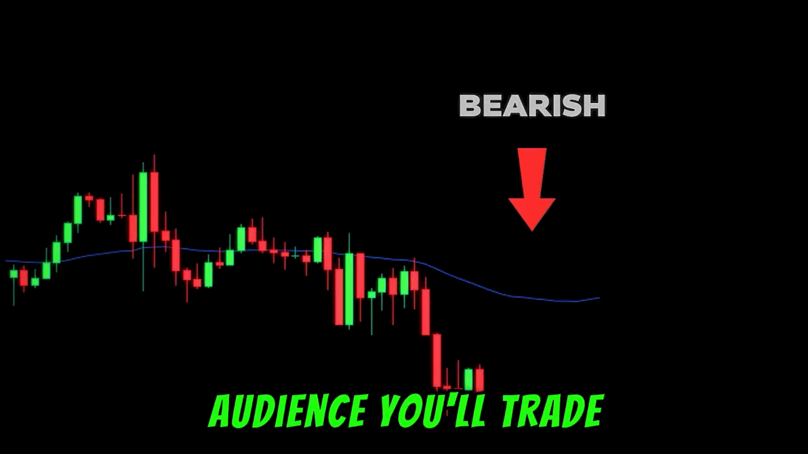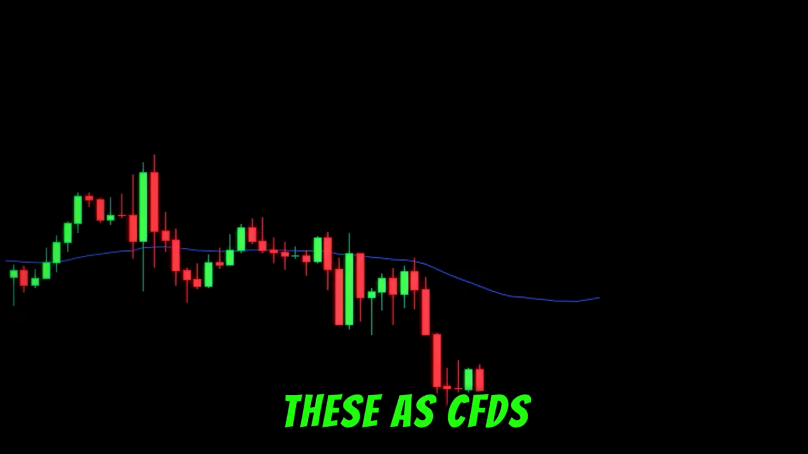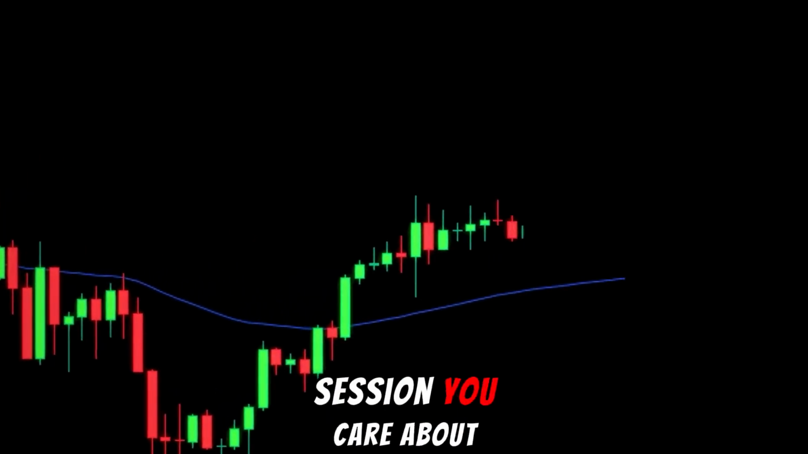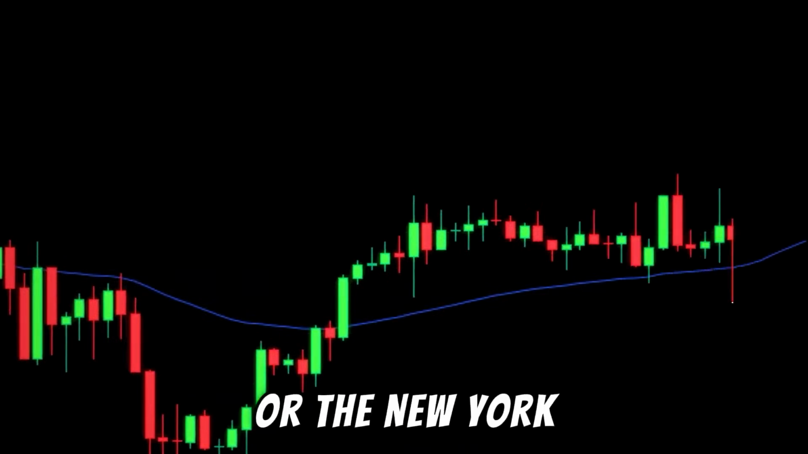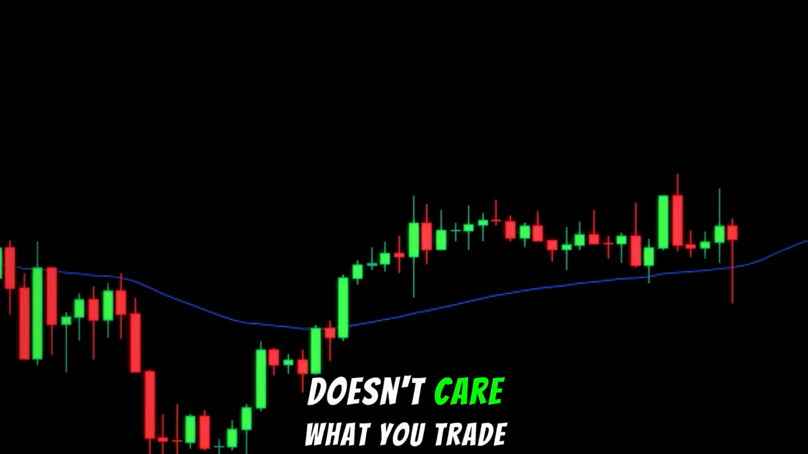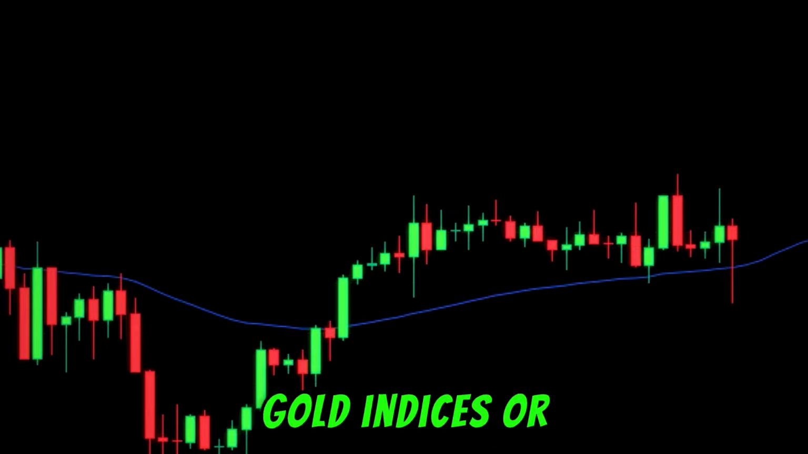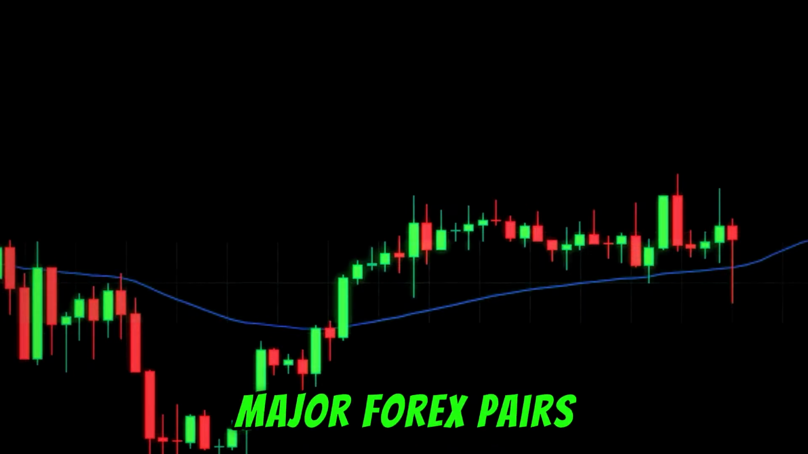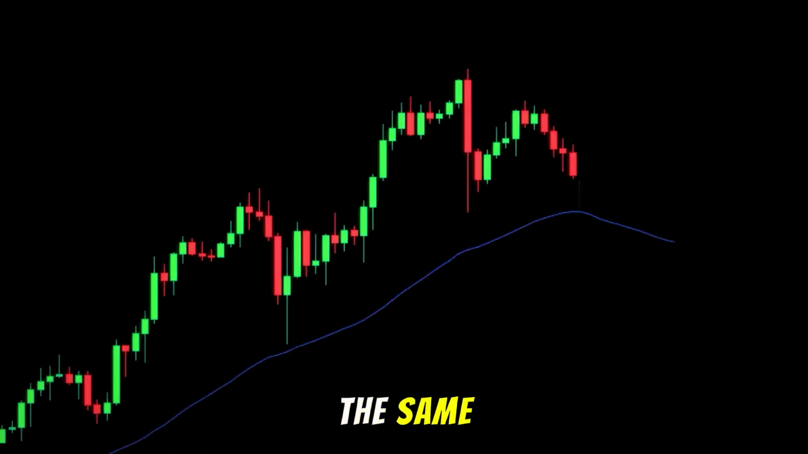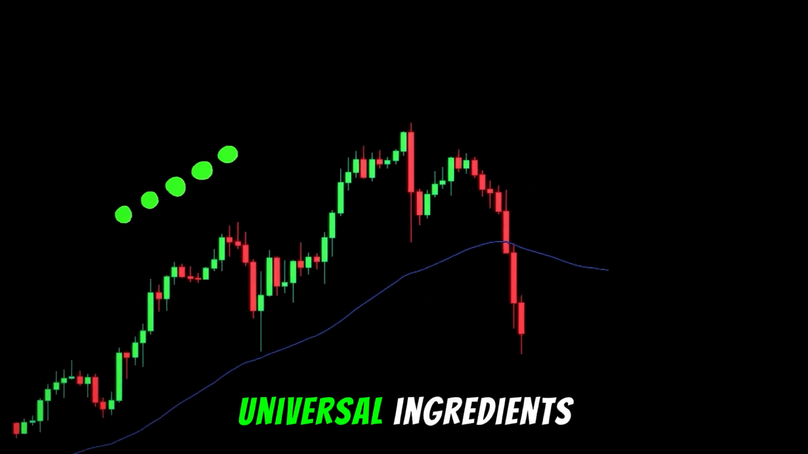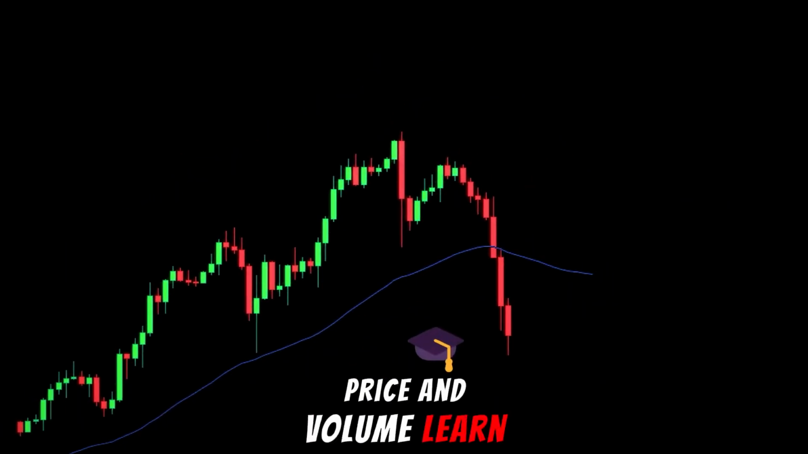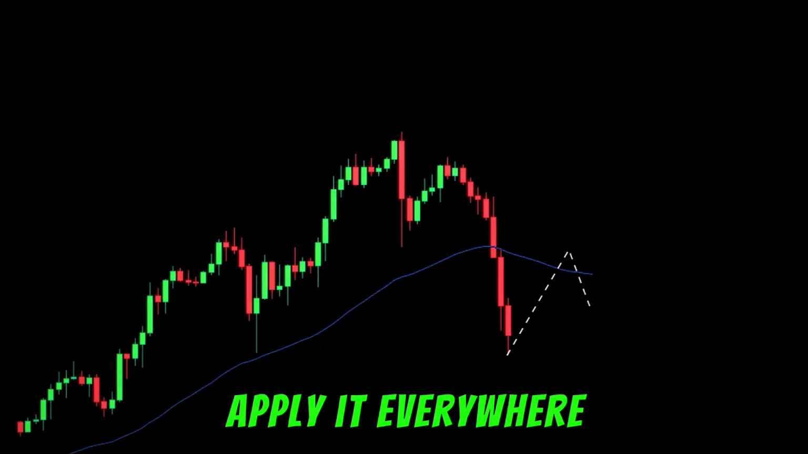For a UK audience, you'll trade these as CFDs or spread bets, and VWAP works the same, anchored to the session you care about, the London Open or the New York Open. The beauty of this system is that it doesn't care what you trade. Gold, indices, or major forex pairs like GBP USD, the two lines behave the same because they're built from the same universal ingredients: price and volume. Learn it once, apply it everywhere.